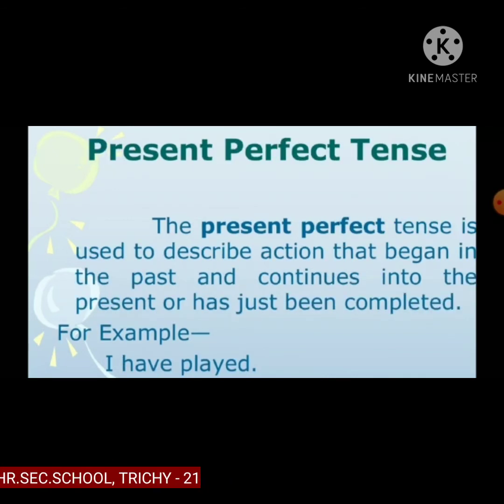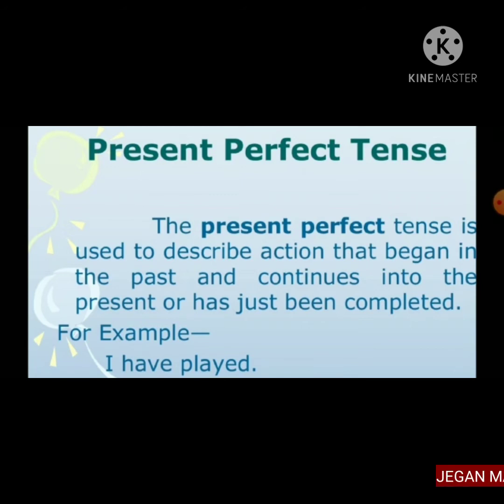Present perfect. First, what is the present perfect definition here? Present perfect tense is used to describe action that began in the past and continues into the present or has just been completed. Just now completed that work. For example, I have played. I have just now played. I have written a test. So have or has, present perfect: subject, have or has plus third form of verb, past participle. Okay.